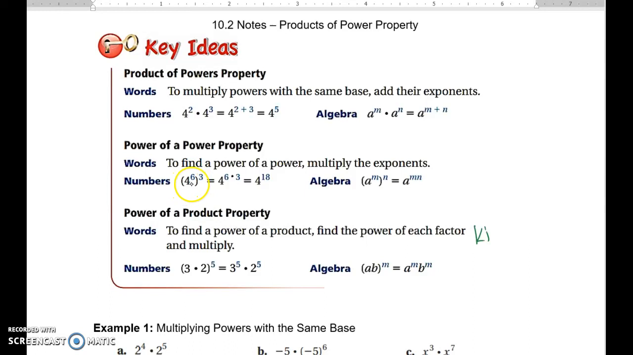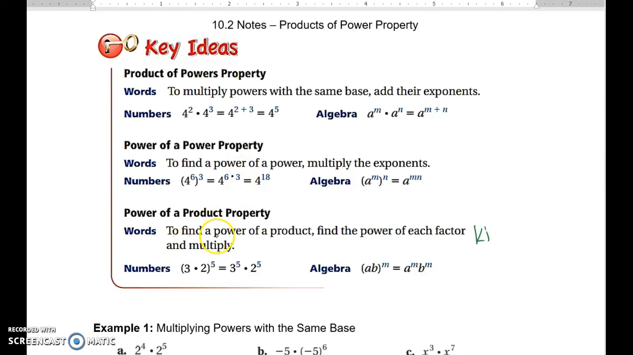If you are raising a power to another power, I like to say that this one is super powerful. So you will actually multiply. And in my mind, multiplying is more powerful than adding. So power to a power, super powerful, you multiply.